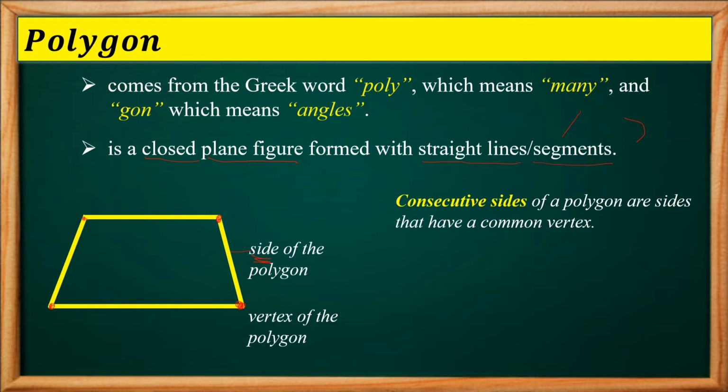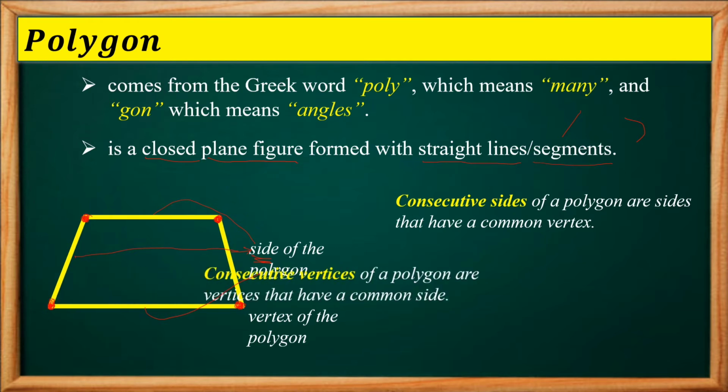This one is the side of the polygon, this one is the side of the polygon, and this one is the side of the polygon. And these are the vertices of the polygon. Vertices if it is plural, kapag marami. Kapag isa lang, that is vertex. Now, consecutive sides of a polygon are sides that have a common vertex.